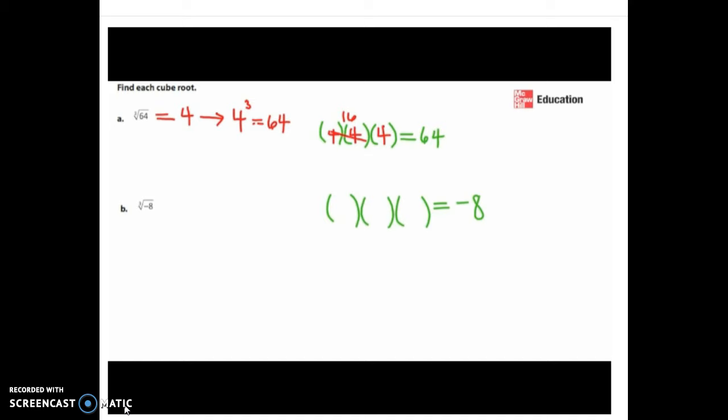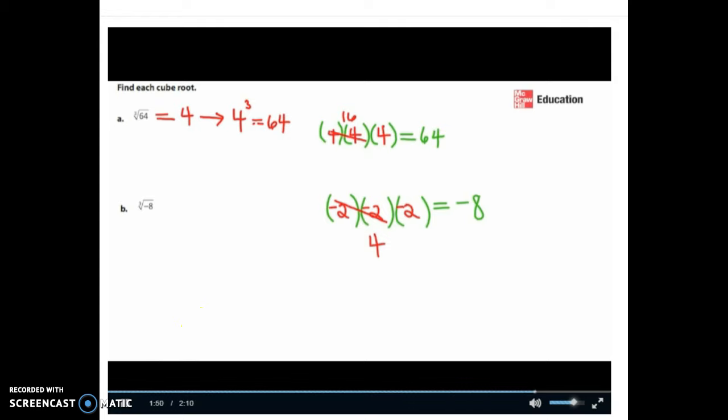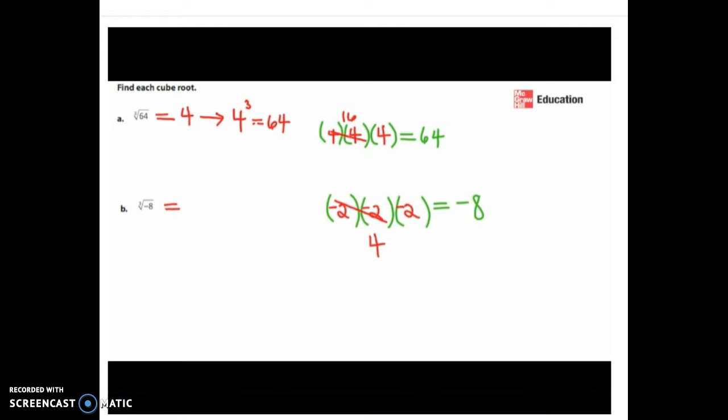Now we know that 2 times 2 times 2 is positive 8. If we make these negative 2's, negative 2 times negative 2 is a positive 4, and a positive 4 times a negative 2 is a negative 8. So for this reason, we know that the cube root of negative 8 is negative 2, because negative 2, the quantity cubed, is equal to negative 8.